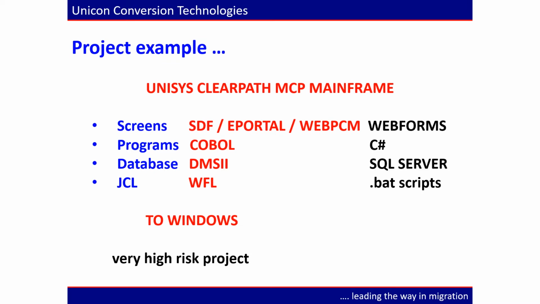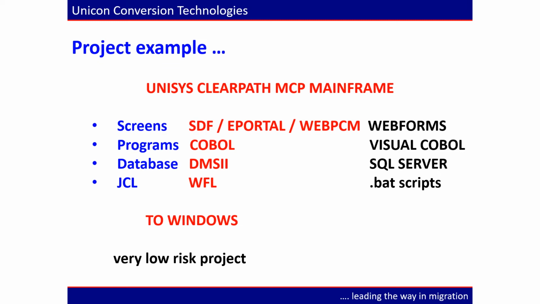Using the Unicon component conversion process, the screens are converted to web forms, the programs are converted to C#, the data is converted to SQL Server relational tables, and the WFL are converted to .bat scripts. This is a very high-risk project.